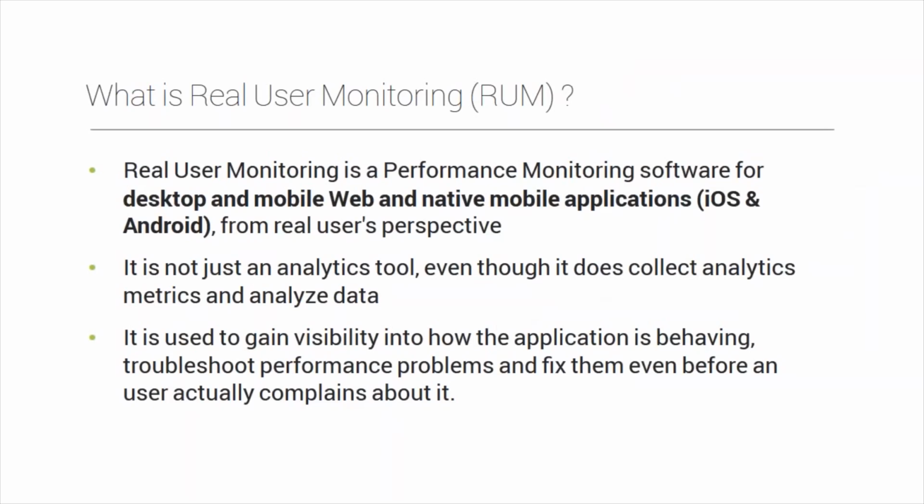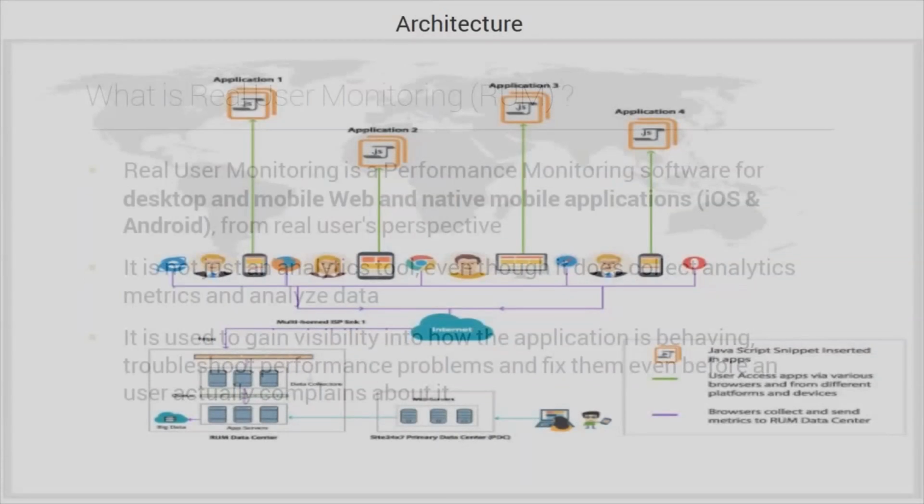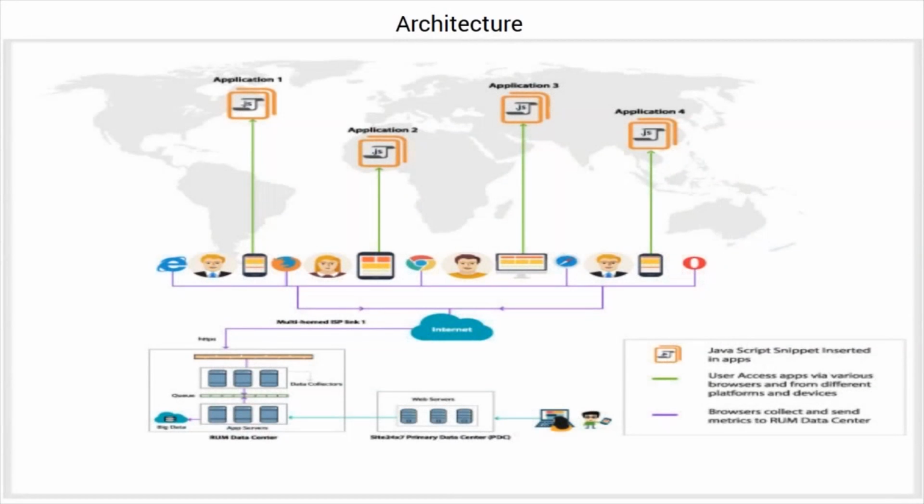So what is real user monitoring? Real user monitoring is a performance monitoring which helps you to monitor your desktop and mobile web and native mobile applications. So you can also monitor your iOS, Apple, and Android devices with it. It is not just an analytical tool, even though it does collect analytics, metrics, and analyze data. It is used to give visibility into how the application is behaving, troubleshoot performance problems, and fix them even before a user actually complains about it.